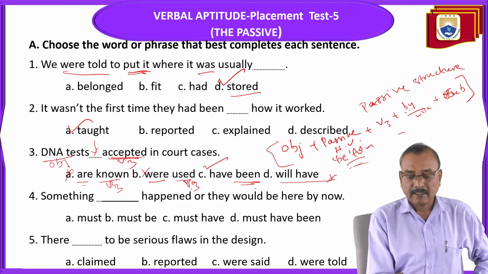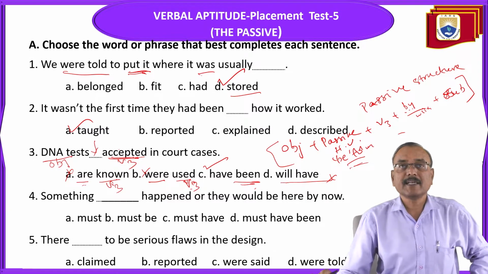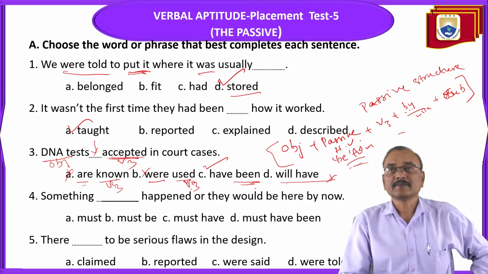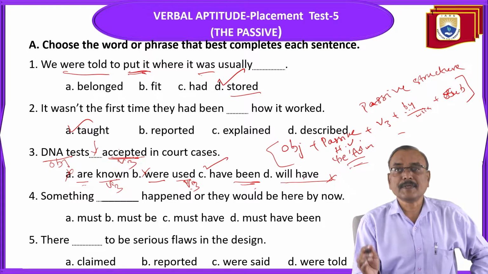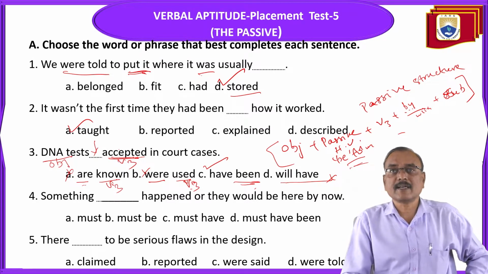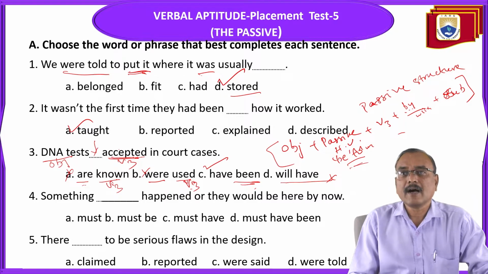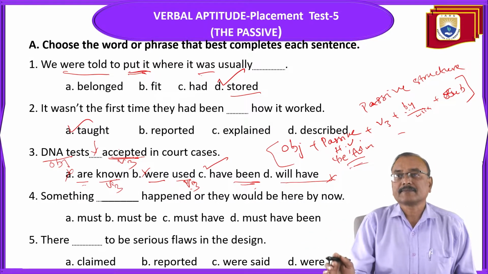Right? After the B form, accepted. DNA tests have been accepted. So "will have" is not a B form. You know the B forms: be, is, was, were, am, are. Be, been, being. These are called B forms.